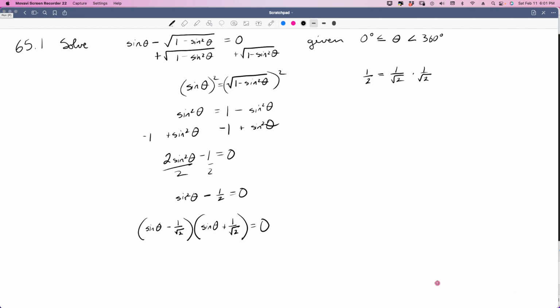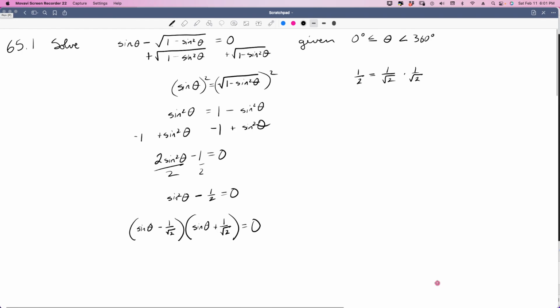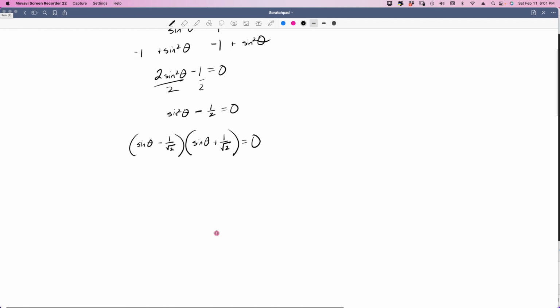So now that it's factored, it's really easy to see what our possible solutions for the sine of theta would be. And that would be the sine of theta is equal to a positive 1 over the square root of 2 and a negative 1 over the square root of 2. Now we need our unit circle in order to solve and see what these degrees of measure actually are.